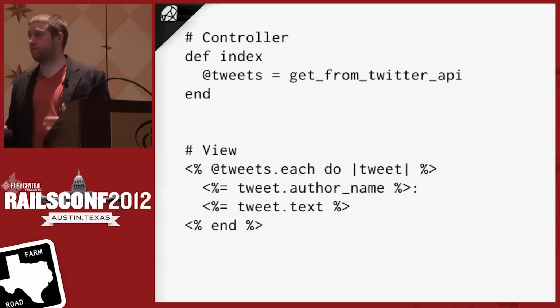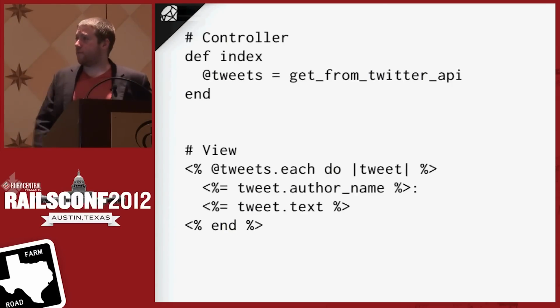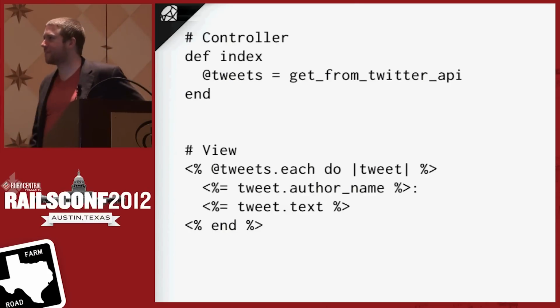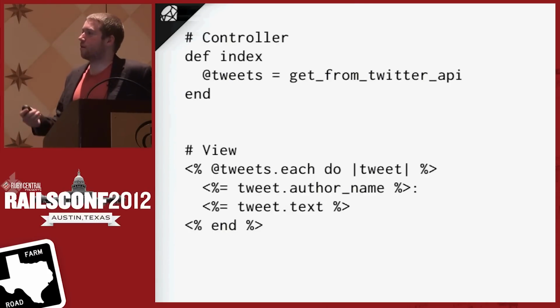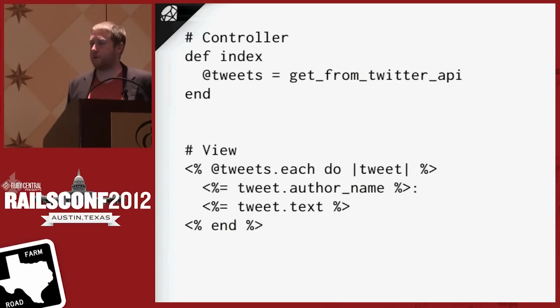But there are also some places this laziness technique could be useful. Not the full replacing everything, but just our blocks. So pretend we have a Rails app. It's funny that this is the first Rails code I've shown at RailsConf, whatever. Our action gets some tweets from the Twitter API, and then our view loops over those tweets and prints out the author and the tweet.